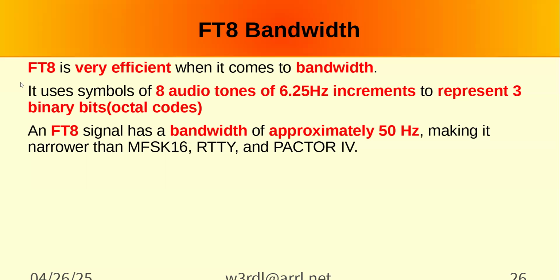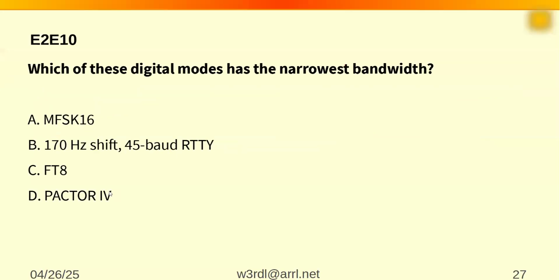So it is the narrowest of the MSK 16, which I don't even know what that one is, RTTY and PACTOR. I guess PACTOR 4 is the latest PACTOR, because it talks about PACTOR a lot and then they throw in a PACTOR 4 occasionally. So which of these digital modes has the narrowest bandwidth?